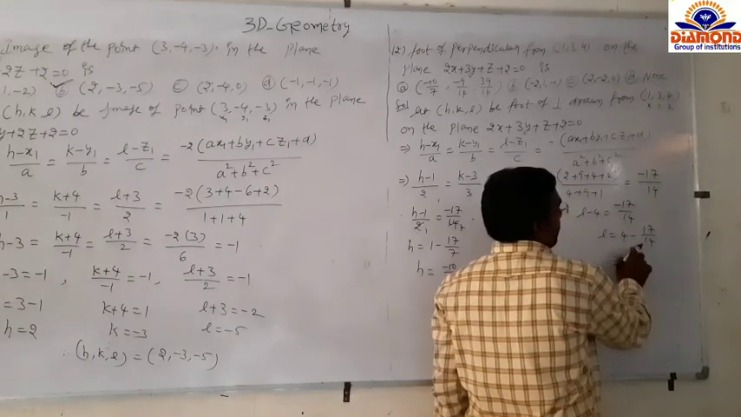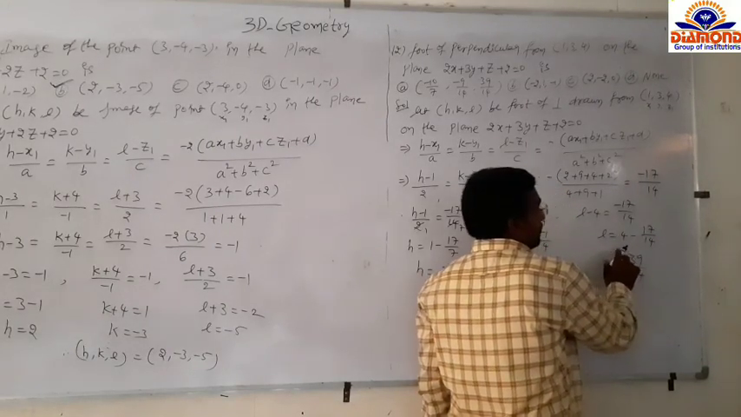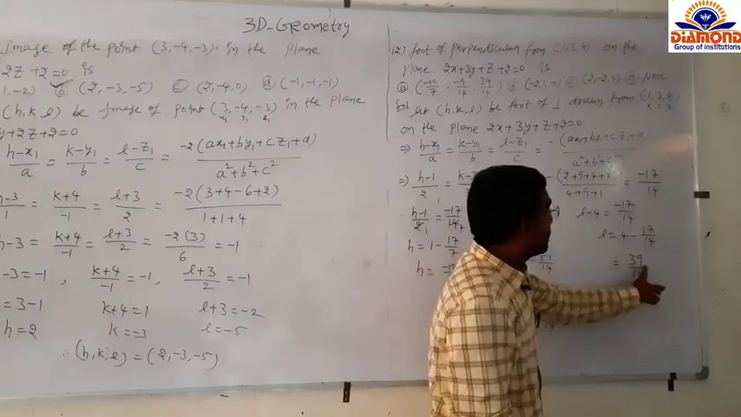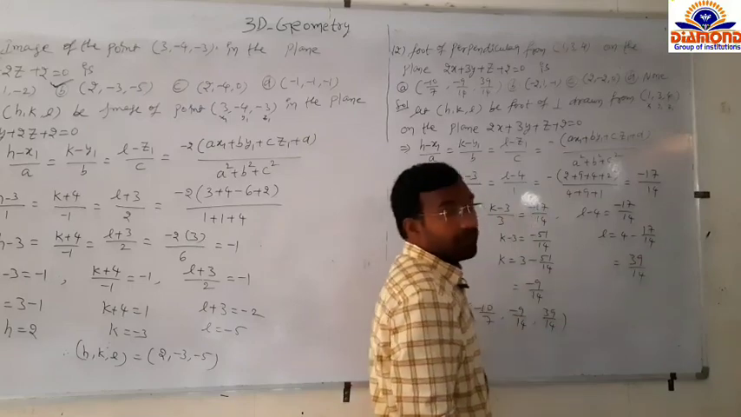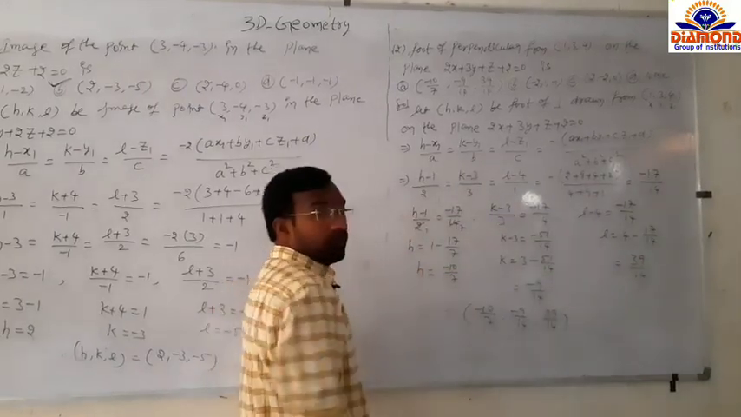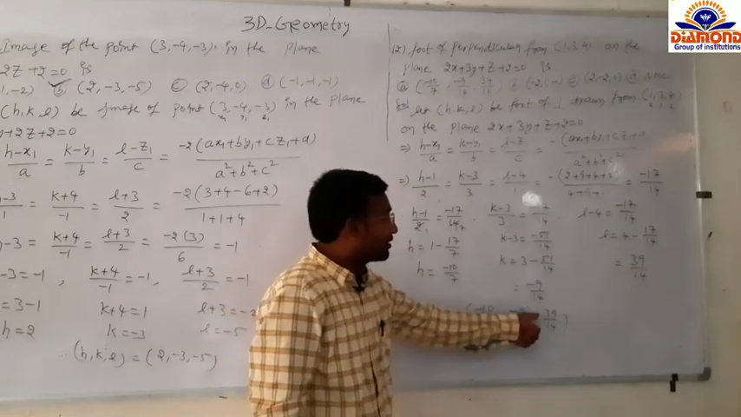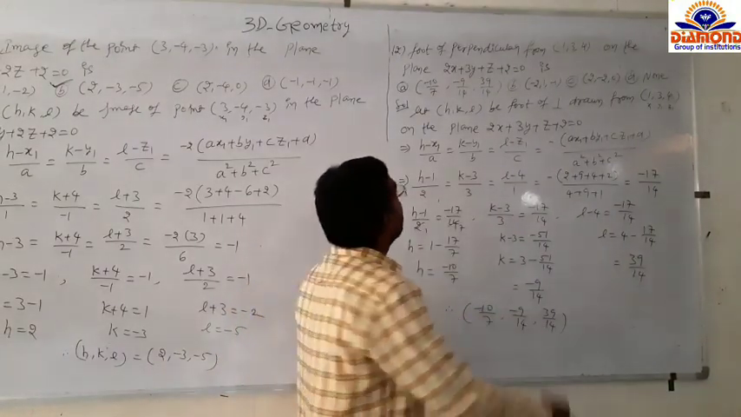So, the LCM is 14, 14 fours are 56, 56 minus 17 is 39. So, 39 by 14 is the L value. So, finally, the foot of the perpendicular point is minus 10 by 7, minus 9 by 14, 39 by 14. Therefore, the option is A.